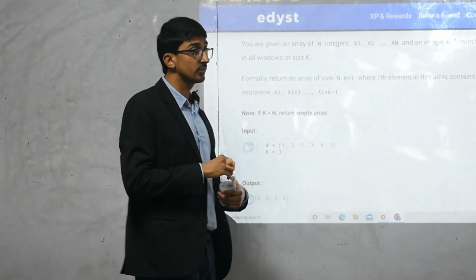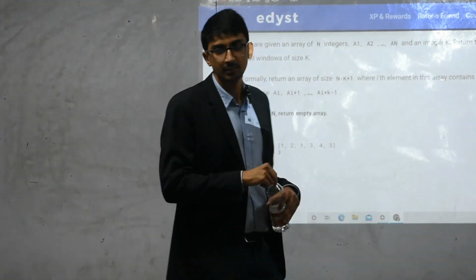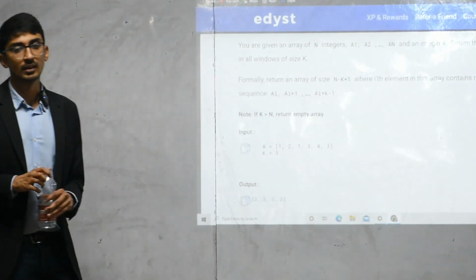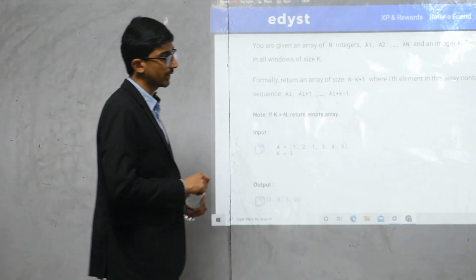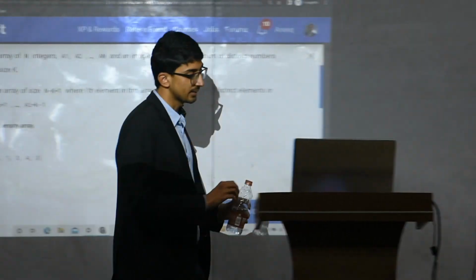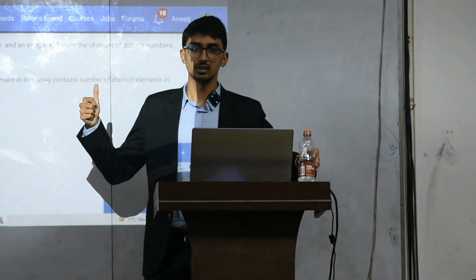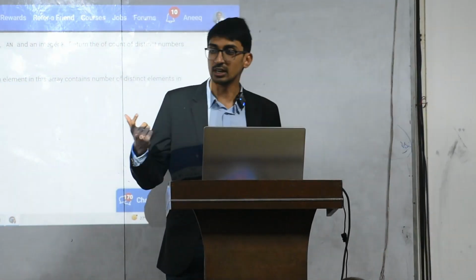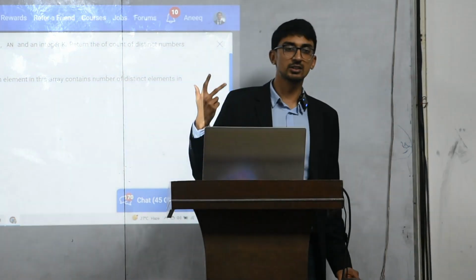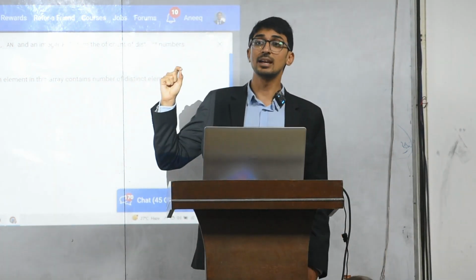Think. K is, let's say, 3. N minus 2. Okay. Why n minus 2? Simple thing is, first window will start from which index? 0 index. Second window will start from 1. Third window will start from 2.